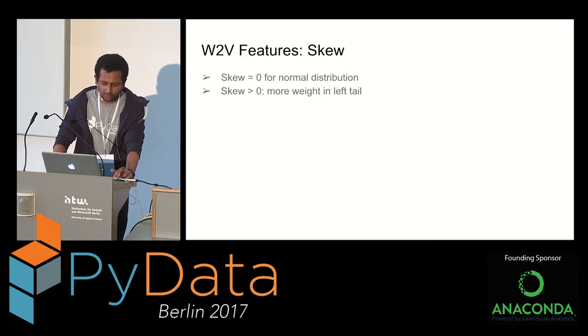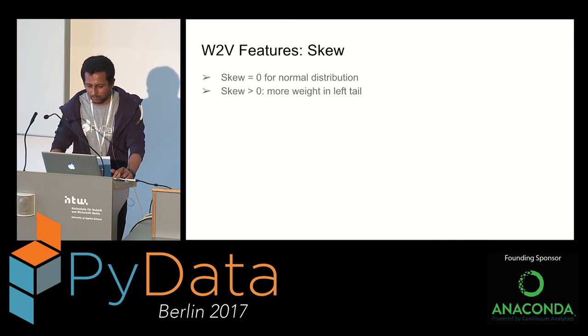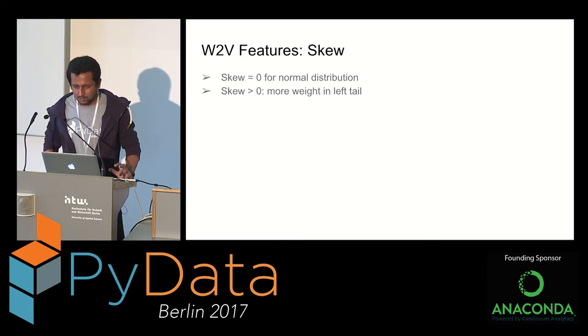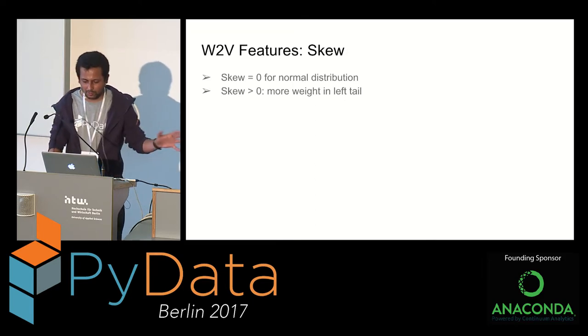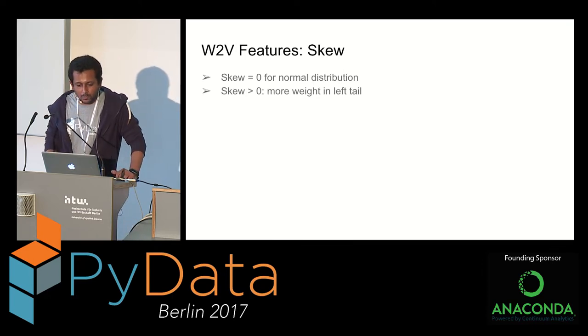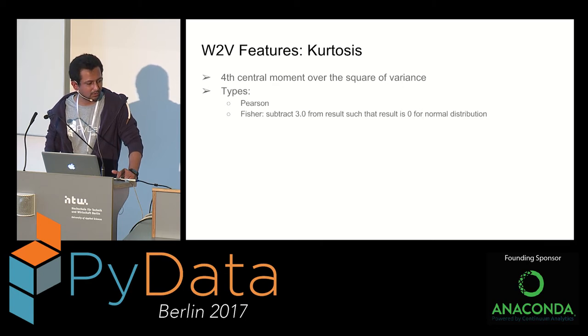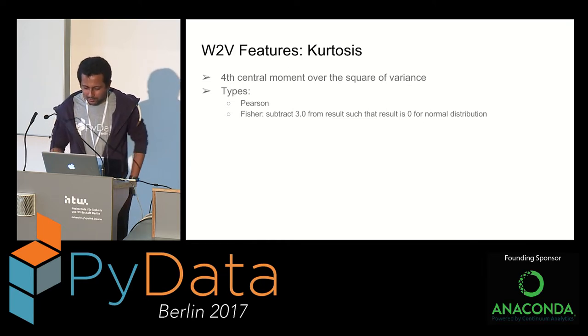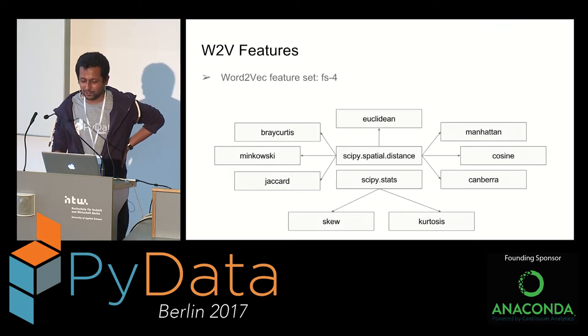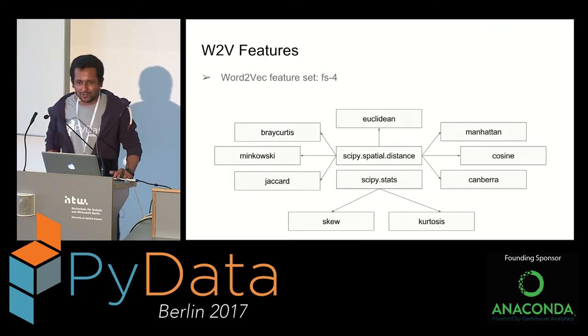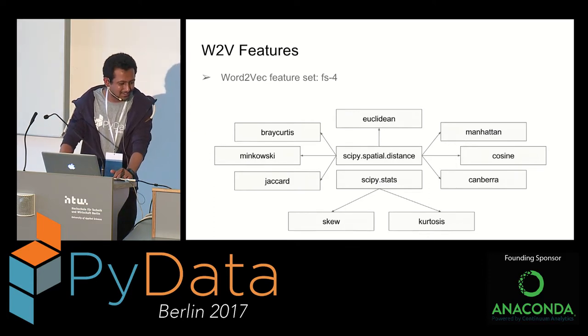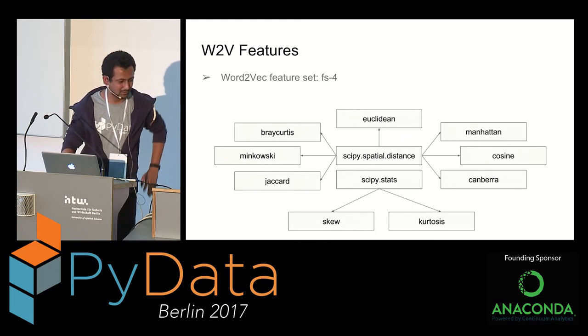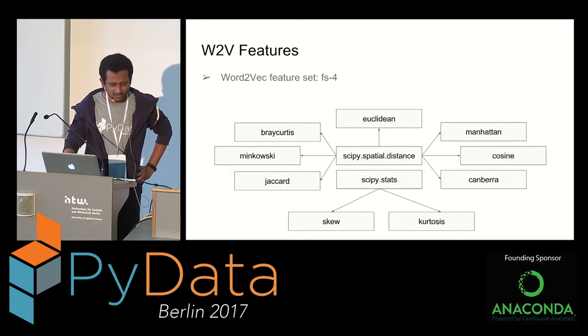Two more important features that I found were skew, so just calculating the skew of Word2Vec vectors for question one and question two. It's zero for a normal distribution, and if it's greater than zero, it implies that more weight is on the left tail of the distribution. And the second was kurtosis. I don't even understand the maths inside that, so I just used it. I used the Fisher version because that was the default. So now you have all these features coming from SciPy, and you have some distance features that I didn't discuss because of the mathematics involved, and you have the skew and kurtosis.